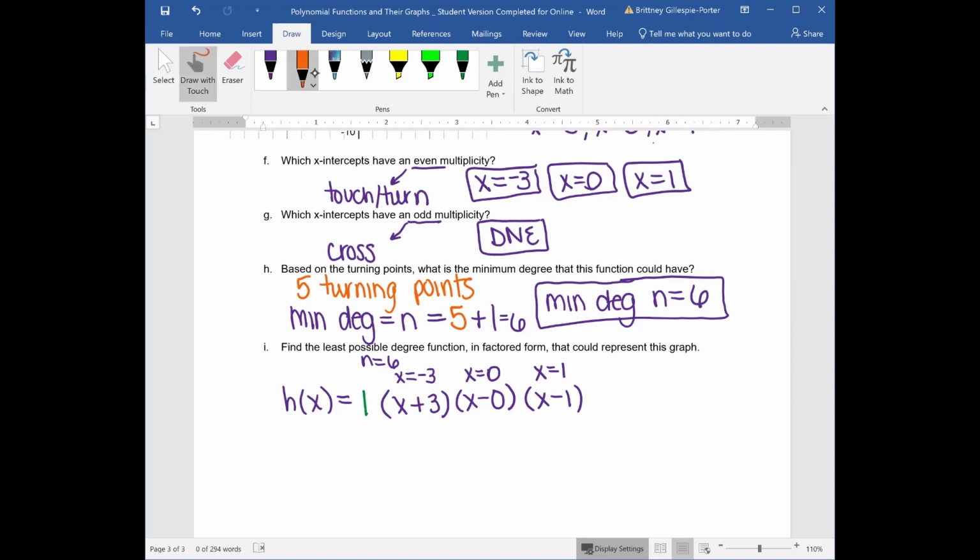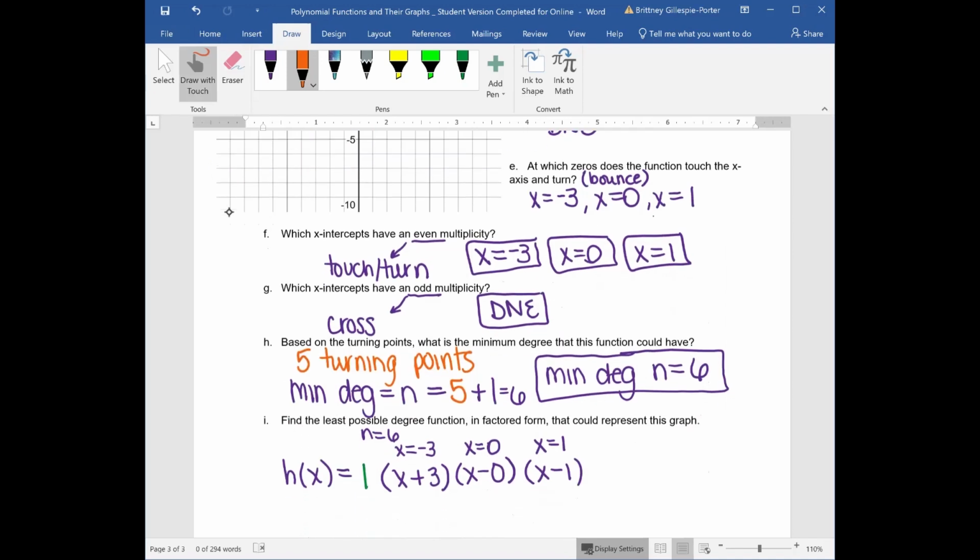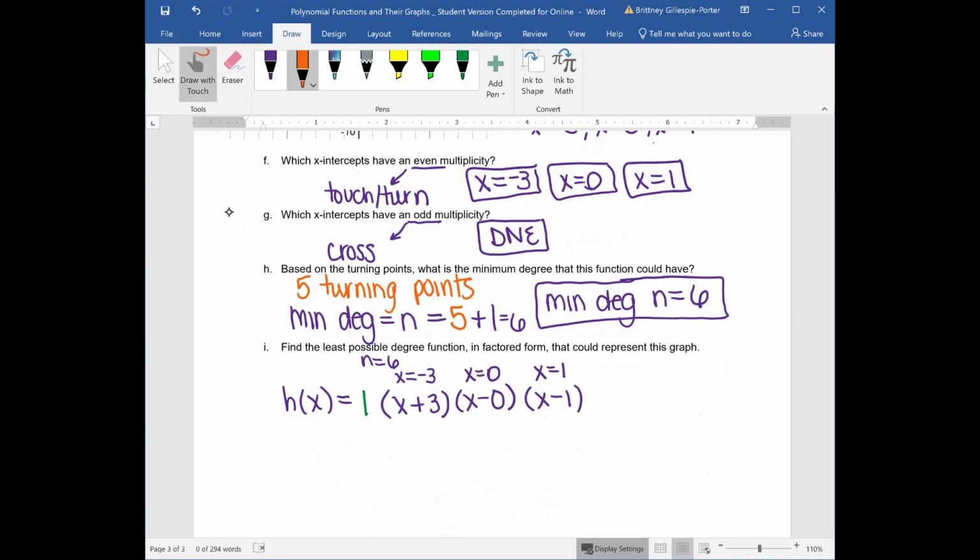And we said that all 3 of these have an even multiplicity, and that's because the graph touched and turned at each of these x-intercepts, zeros, root solutions, all the same thing. The smallest even number we know is 2. And we said all of them have even, so all of them have a 2. If we check the minimum degree, we would have 2 plus 2 plus 2, which is 6. So that's okay.